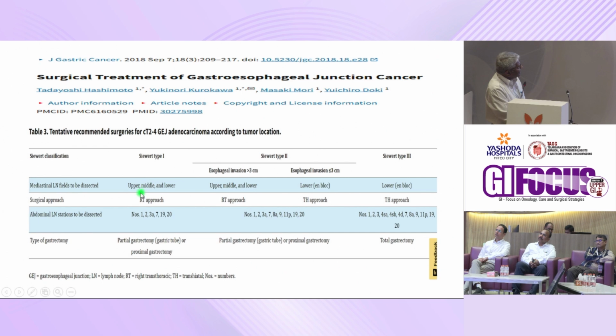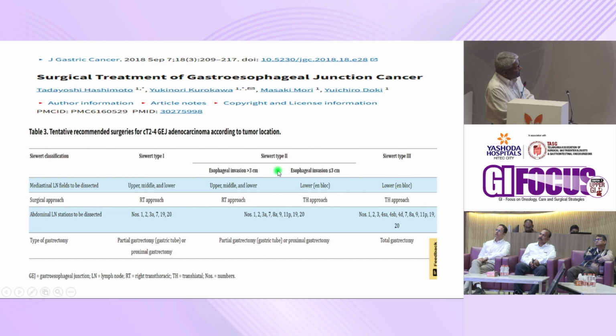Type 1, the upper, middle, and lower mediastinal lymph nodes are to be resected. The surgical approach is right thoracic, abdominal lymph nodes 1, 3, 7, 19, and 20, and it is either a partial gastrectomy or a proximal gastrectomy.